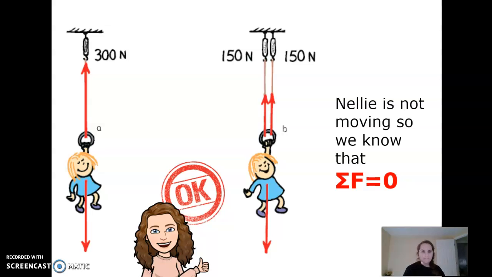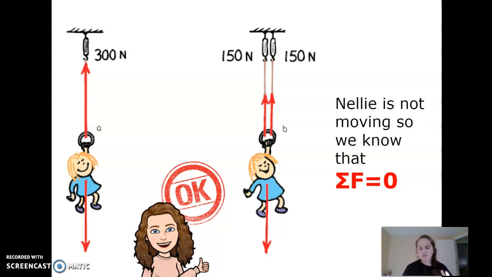So, like an example here with Nelly. Nelly is not moving, so we know that the sum of the forces is equal to 0. Nelly here is 300 newtons, so her weight, that force, is acting down. And then we have a tension force that is acting up. They are the same magnitude, but opposite directions.